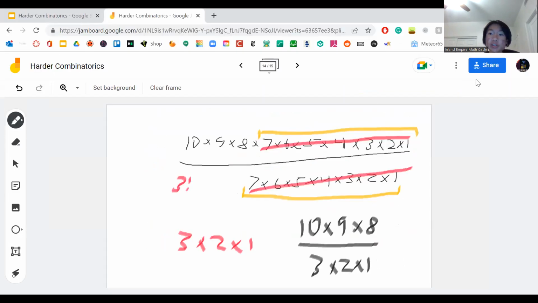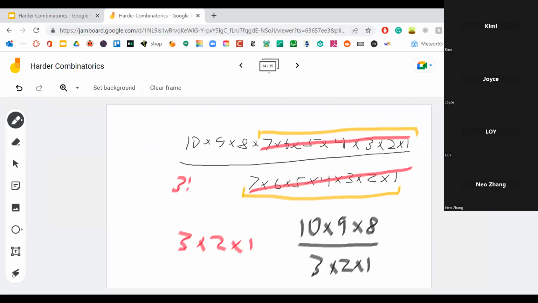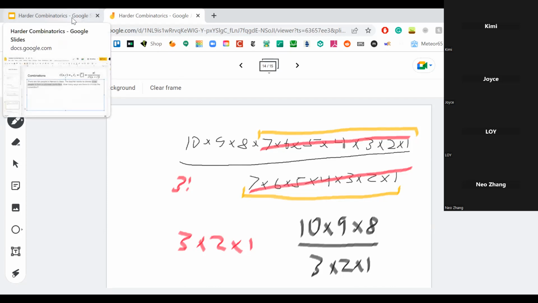All right, anyone have any questions here? Guys, don't be afraid to mute and ask questions if you ever have anything you're not fully understanding. That's the goal of this math circle.